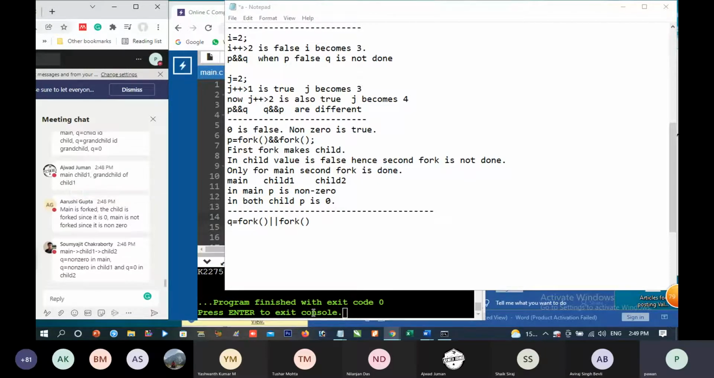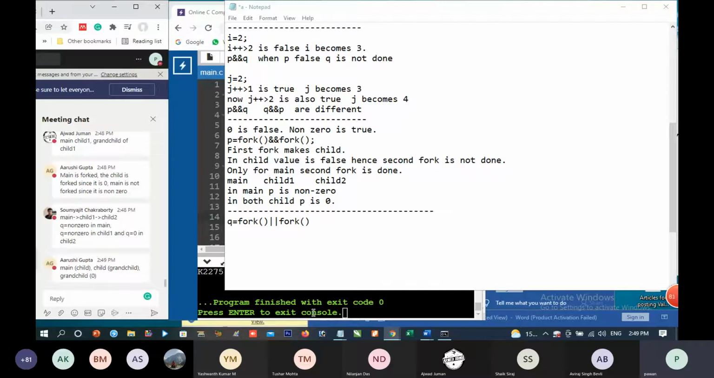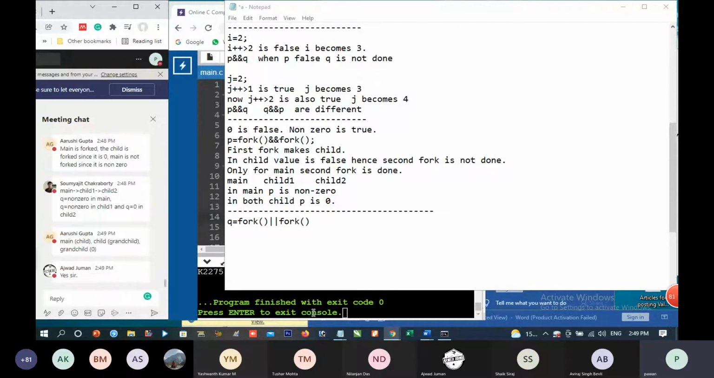Yes, because in OR the opposite happens. In AND, when the first condition is false, the second is not evaluated. In OR, the opposite happens. Somajit, you are wrong. There is no child 2. Gupta, you may be correct. Theoretically, you are correct. But practically, you execute it and see what happens.